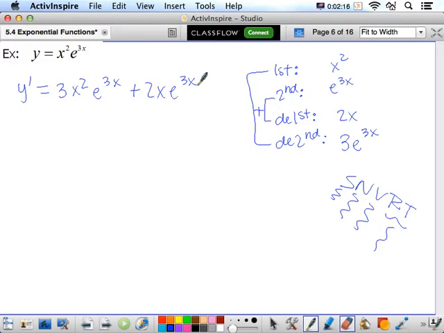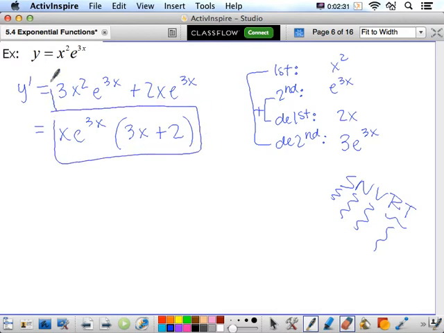If they say factor, factor. Typically with derivatives, we do factor. So we could take out an x e to the 3x, and we're multiplied by 3x plus 2. Perfect. Now there's nothing wrong with this one. Just pay attention. Sometimes with derivatives, we do say go ahead and factor. Okay, so that's one where you have to involve the product rule.